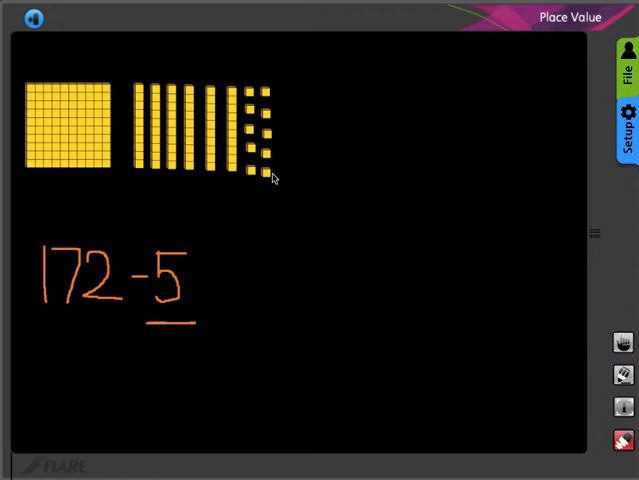2, 3. 2, 3, 4, 5. What is 172 take away 5? How many blocks do we have left over? I'm seeing a 100 in the hundreds place, 6 tens, and 5, 6, 7 ones.